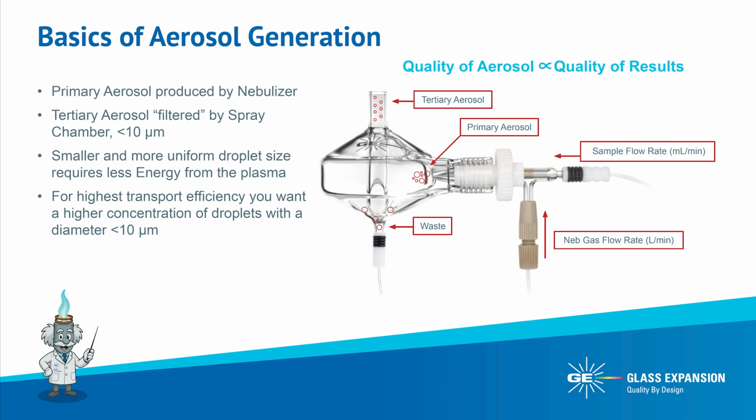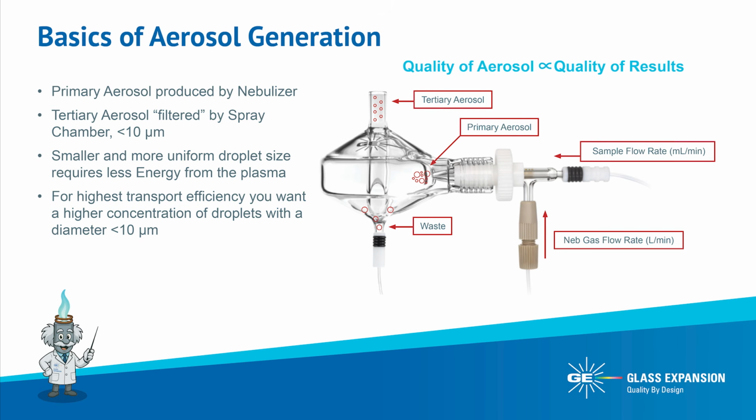Before we go any further with nebulizer operating conditions, let's briefly discuss the basics of aerosol generation and introduce some common terminology used in evaluating aerosol quality. The primary aerosol is produced by the nebulizer, formed by breaking up the liquid sample into droplets by interaction with a high-velocity gas. The tertiary aerosol is the aerosol that exits the spray chamber and what is introduced to the plasma by way of the torch.